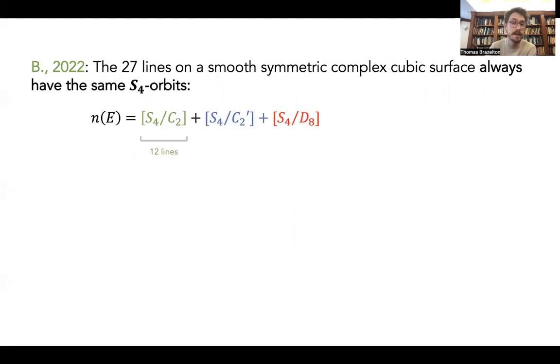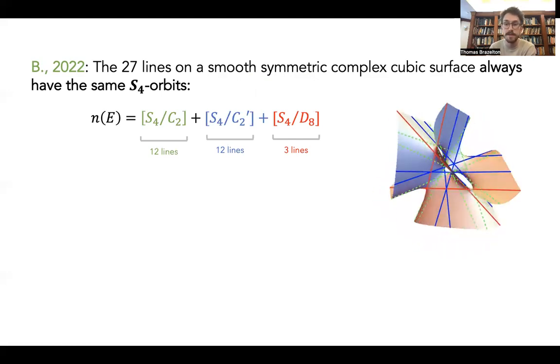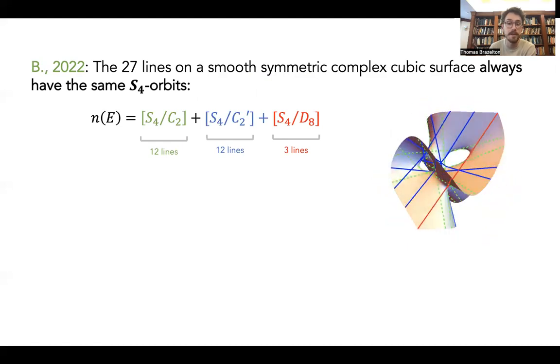We see 12 lines with isotropy group C2. We see another 12 lines with isotropy group C2 prime, and this is denoting the 2 non-conjugate copies of C2 sitting in S4. And finally, we have 3 lines with isotropy group D8. And here, all of these lines are pictured on the Clebsch cubic surface, grouped together in orbits by color.